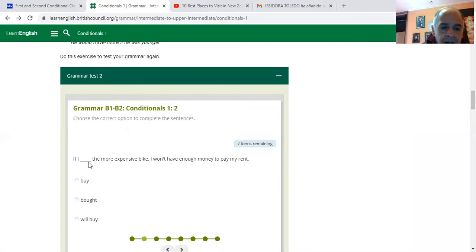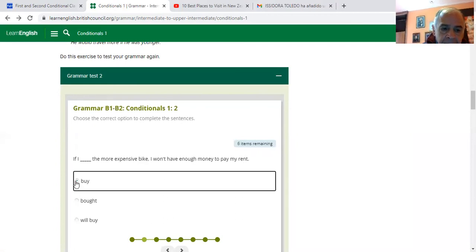If the more expensive bike, I won't have enough money to pay my rent. So it has to do if I buy, because it's present. You can't have two futures here. Will buy, won't have, no, impossible. Bought is past tense, so this is not the one that you have to use. If I buy the more expensive bike, I won't have enough money to pay my rent.